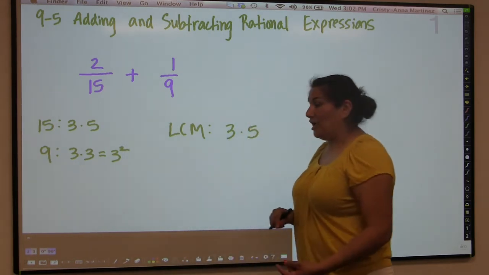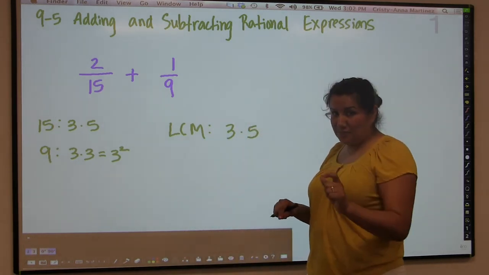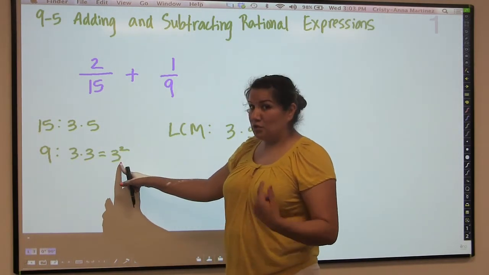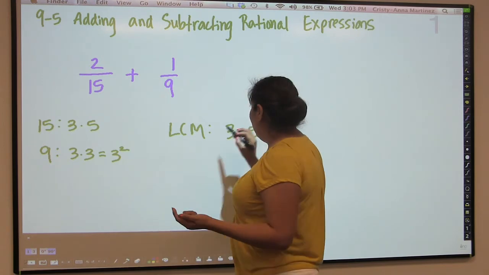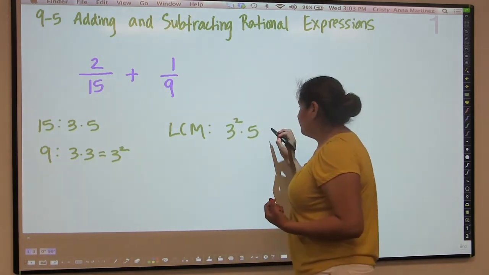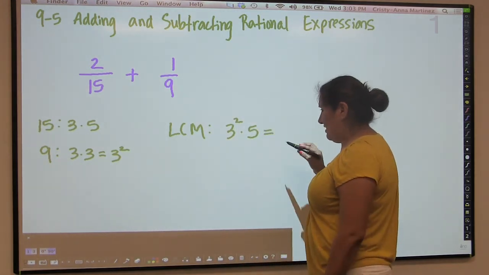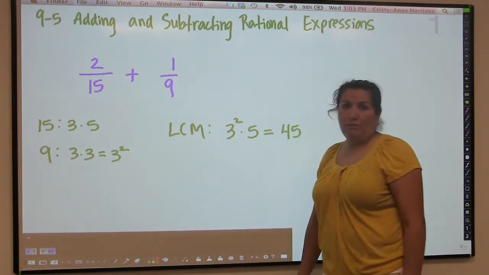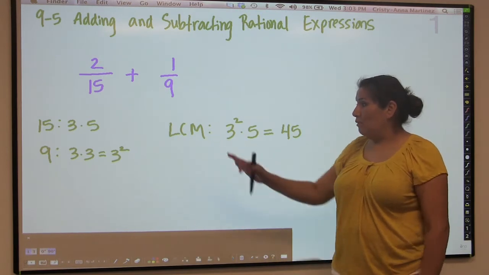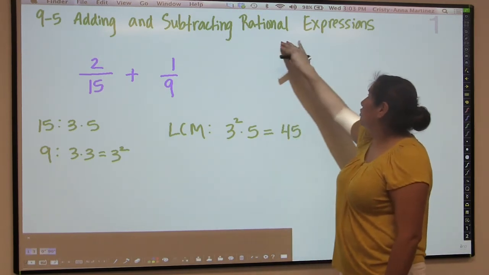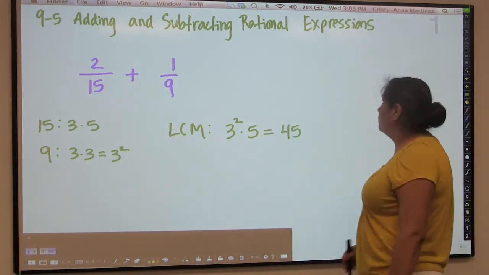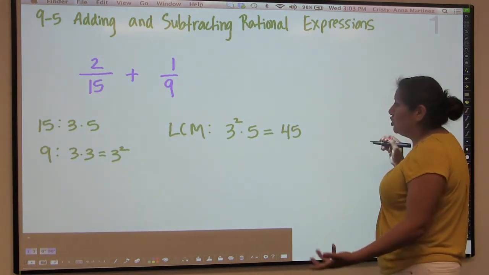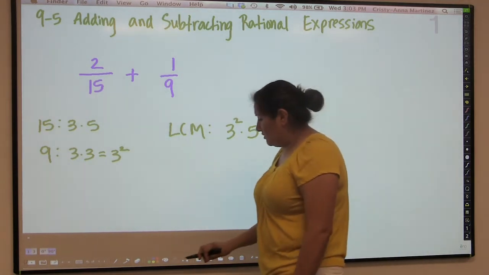In addition to that, you have to take the highest exponent of any given factor. So since this has a 3, but this has a 3 squared, you take the higher of the two and you get 3 squared. So the least common multiple is 3 squared times 5, which is 9 times 5, which is 45. Again, most of you probably already knew that without doing all that work, but when we get to rational expressions, you're going to have to be able to do that, so I want to make sure that you know how.